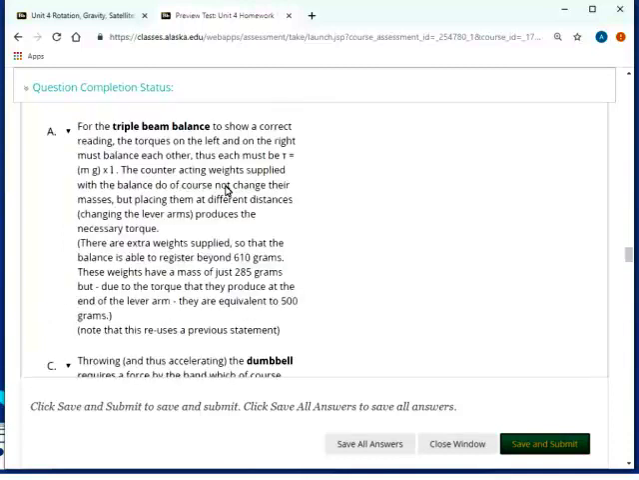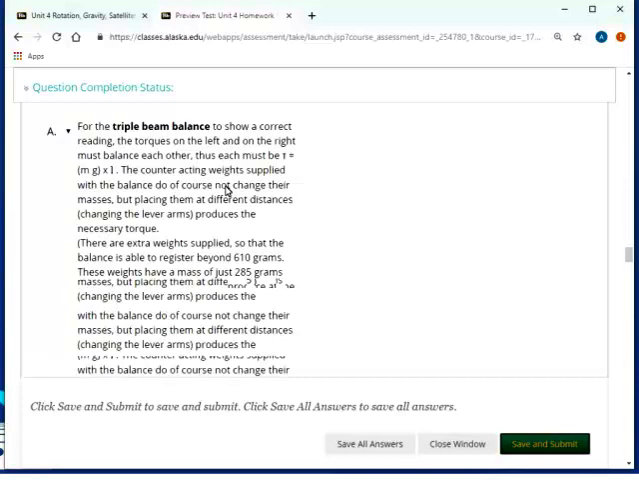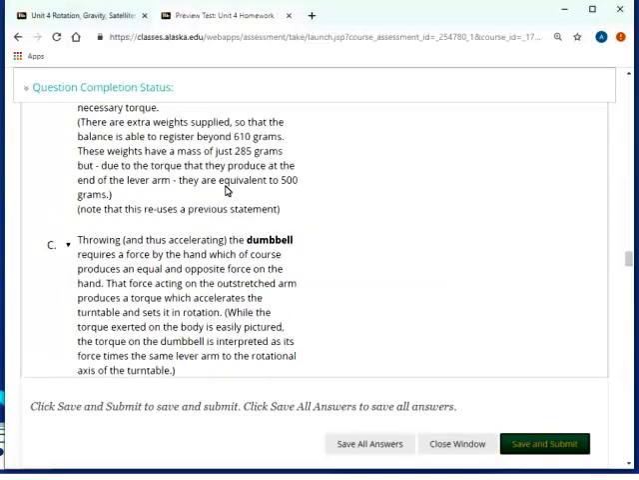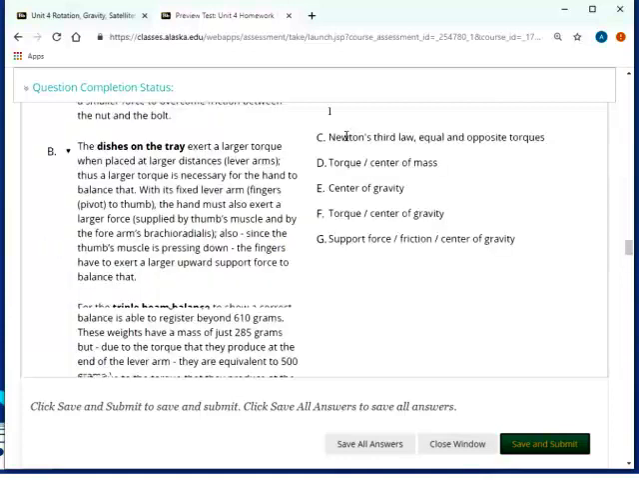Triple beam balance, which by the way works on torque, so let's see what the answer for that is. Yep, torque right there. The dumbbell, throwing the dumbbell, that's probably Newton's third law. Yep, there it is.